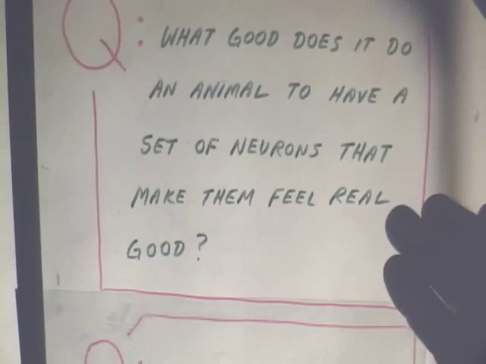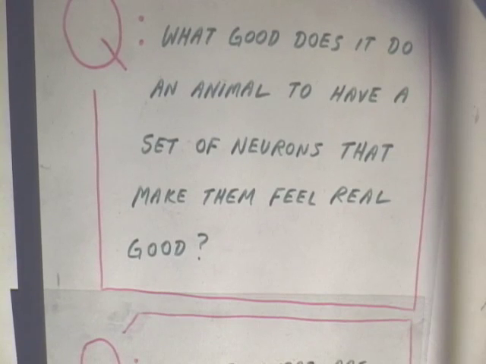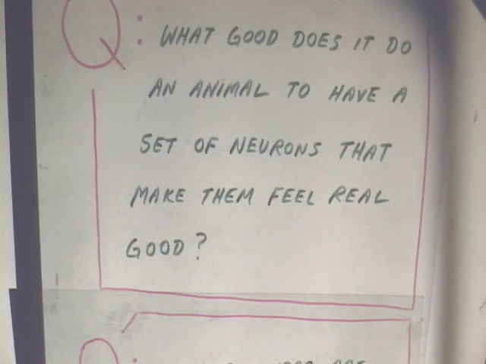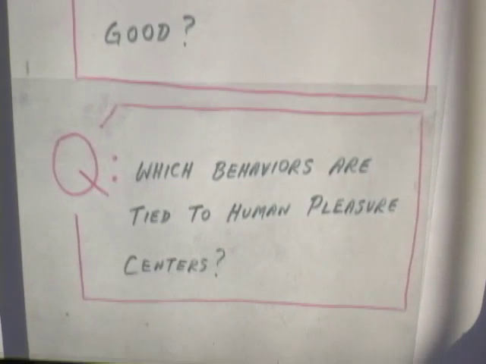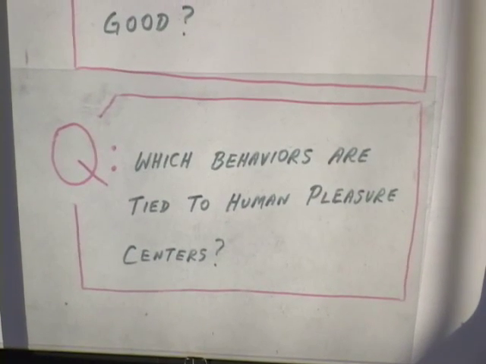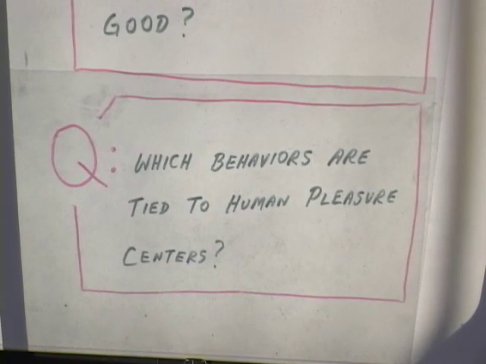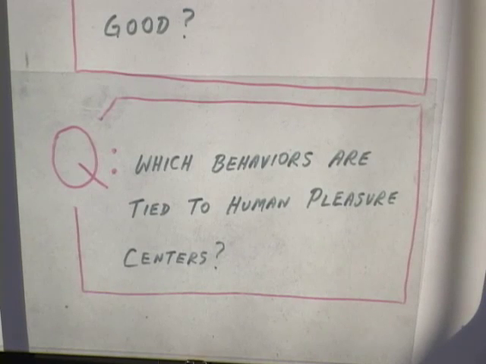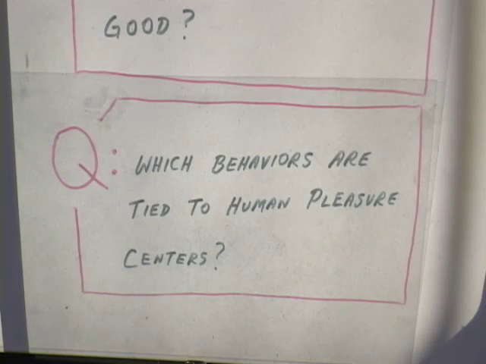Similarly, I want you to think about this. What behaviors are tied to human pleasure centers? We have the same places in our brain. There are about 2 or 3 or 4 of them. People disagree, but a small number. And if you get stimulated there, it causes you to want to do whatever gave you that stimulation previously. It causes you to want to do it again.